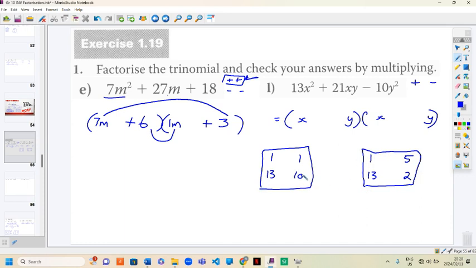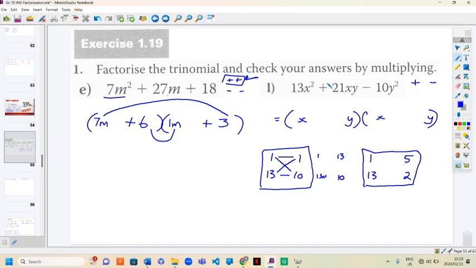Let's multiply across here. 1 times 1 is 1, and 13 times 10 is 130. That is way too big. It's never going to give me 21. So we're going to go 13 and 1. 1 times 10 is 10. So 10 and 13.